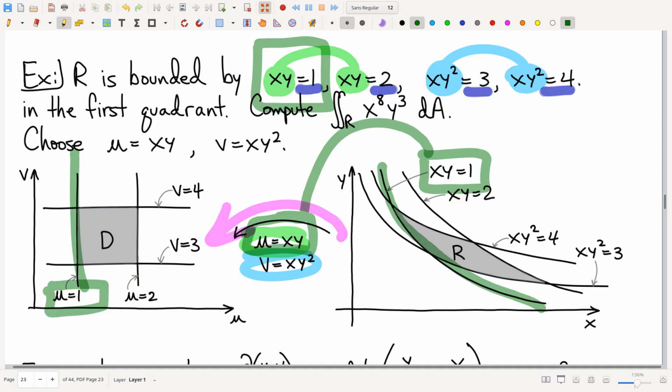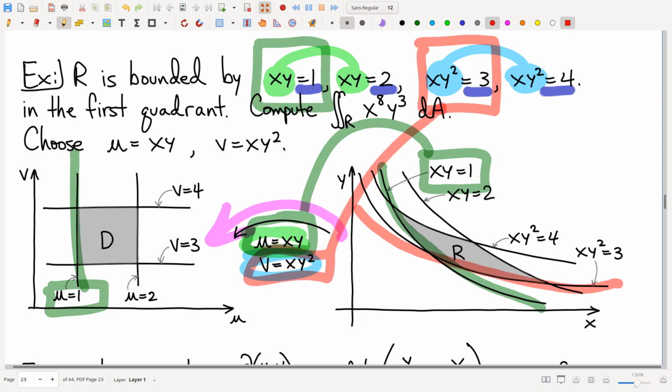So let's take, I'm running out of colors, let's take this one right here, xy squared equals 3. That curve right there, well, xy squared is what v is. So this is just v equals 3. Which again, straight line. Everybody happy? And so life is good.